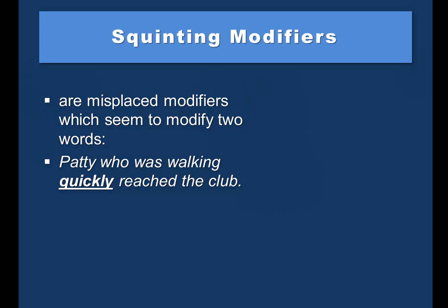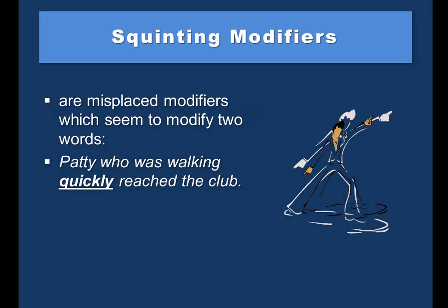This is an ambiguous sentence. This may convey two ideas. First one, Patty was walking quickly or she was reaching quickly. This is, as said earlier, creating an ambiguity. So these are squinting modifiers. They seem to modify two words. So you should correct these sentences in such a manner that they are modifying only one word and not two words. So the question is, is Patty walking quickly or is she quickly reaching the club?